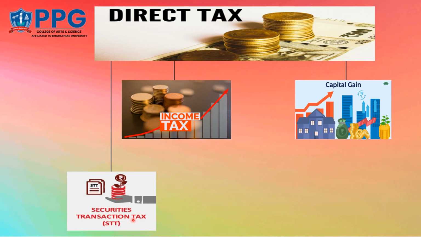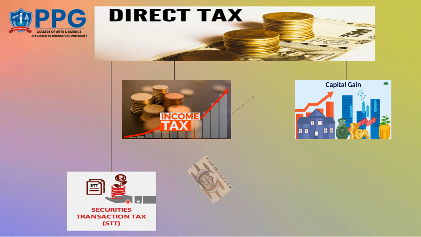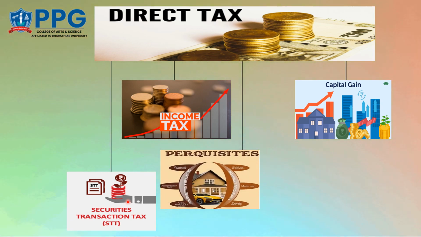Securities transaction tax. It is applicable on every transaction done at stock exchange. If you buy or sell shares or derivative instruments, it is applicable. It is normally paid along with the transaction itself. Perquisite tax. It is a tax on benefits given by the employer to an employee. Example, non-monetary benefits like a car with driver.